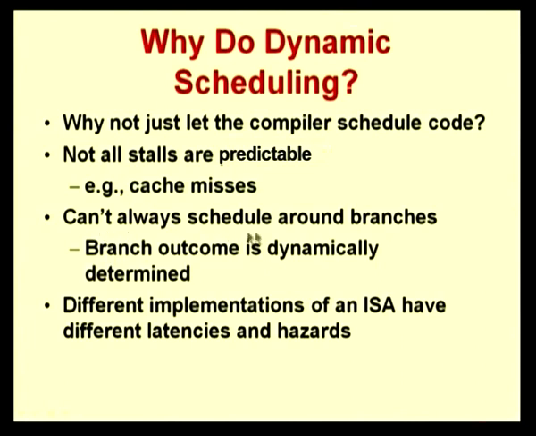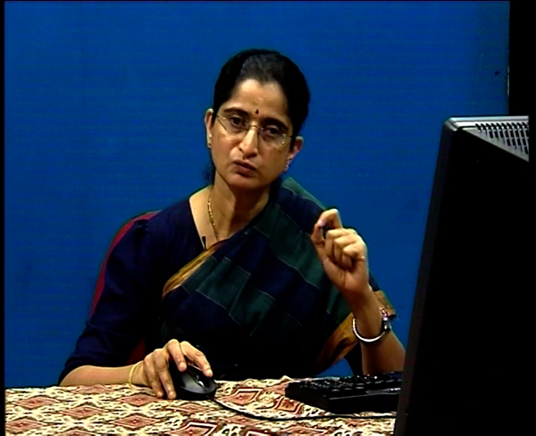So, this is one important aspect as to why we need dynamic scheduling mechanisms. Another reason is when we are dealing with branches, you can't always schedule around branches. Again, this is because the branch outcome is dynamically determined. Only when the instruction gets executed will you know whether the branch is going to be taken or not taken. If the compiler has assumed that it is taken and accordingly scheduled code, but actually the branch is not taken, which is a misprediction by the compiler, then that will lead to some inefficiency. The same thing is true the other way around. So, branches again require some dynamic scheduling mechanisms.